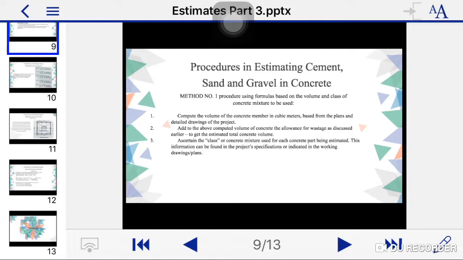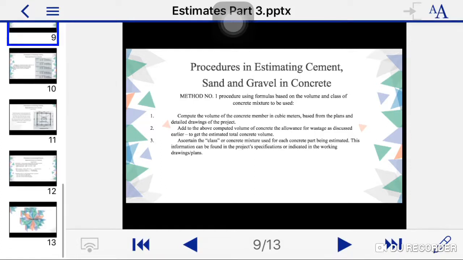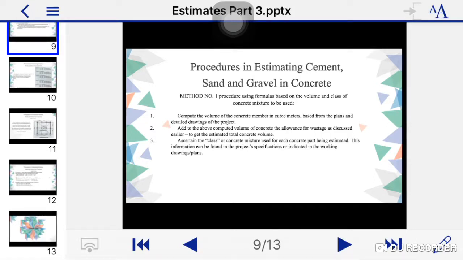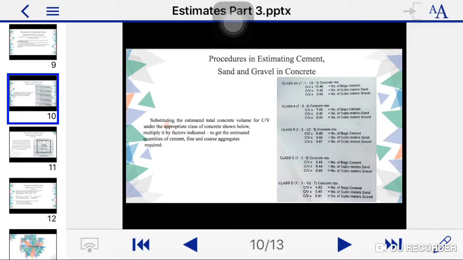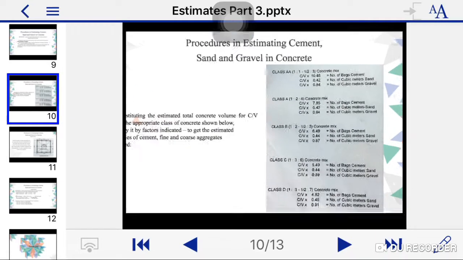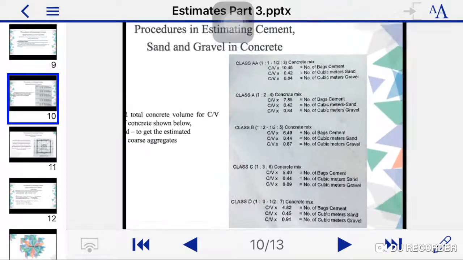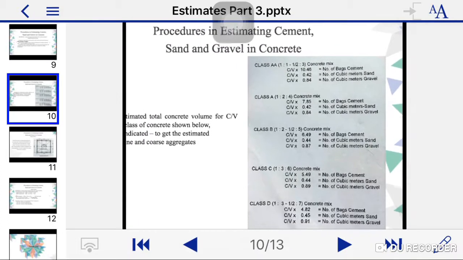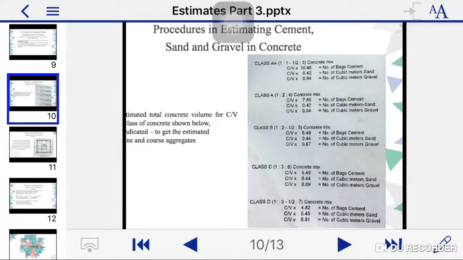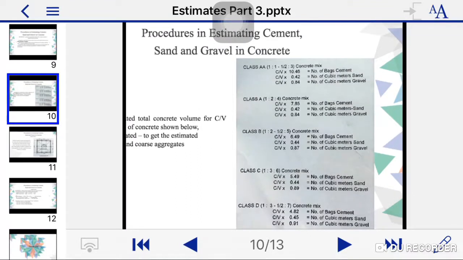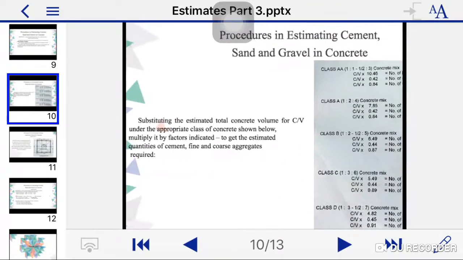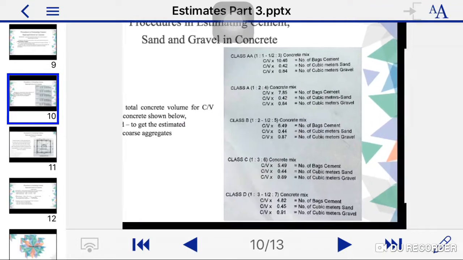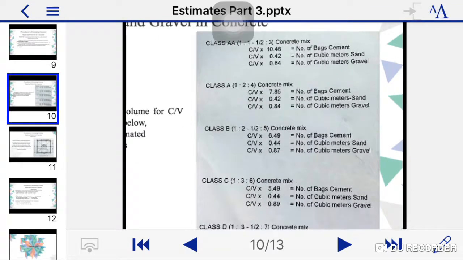Then next, substitute the estimated total concrete volume for C over V under the appropriate class of concrete shown below. Multiply it by the factors indicated to get the estimated quantities of cement, fine, and coarse aggregates required. So here are the multiplying factors. This is the one that we will use in determining the number of bags of cement, the number of cubic meters for sand, and the number of cubic meters for the gravel. So how will we use this multiplying factor?